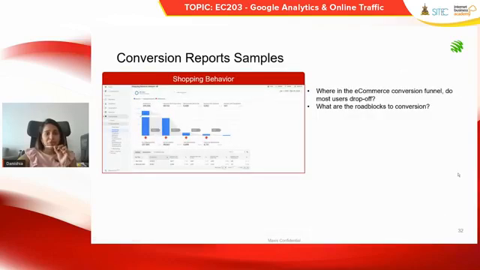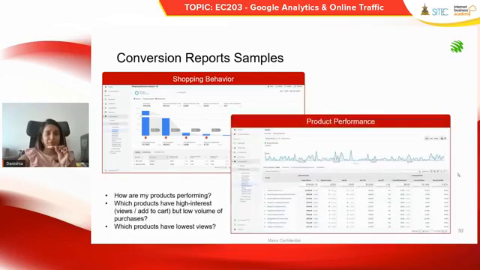This is a sample of one of the reports. It's called shopping behavior, and it basically shows you your e-commerce conversion rate broken down by your funnel. So where do most of your users drop off? It helps you to identify if there are any roadblocks to conversion.